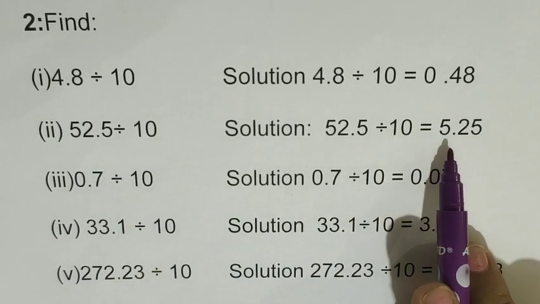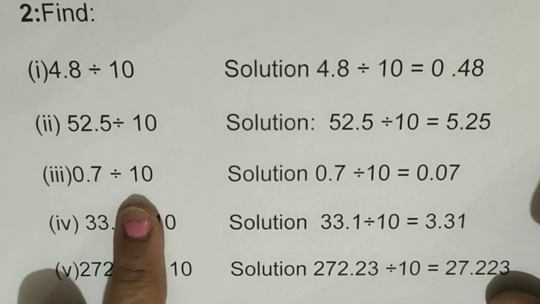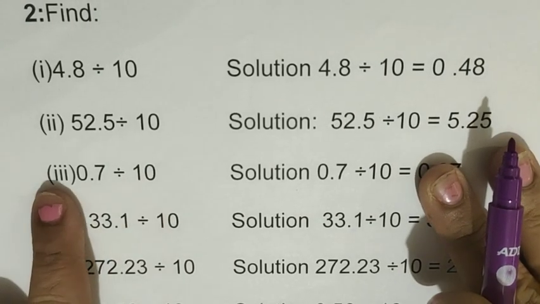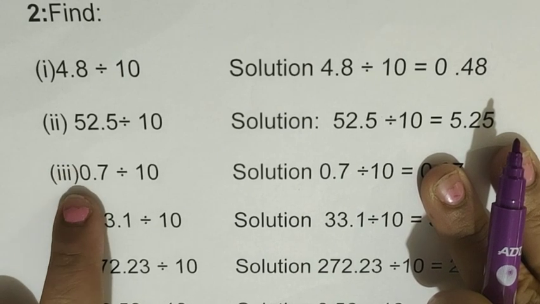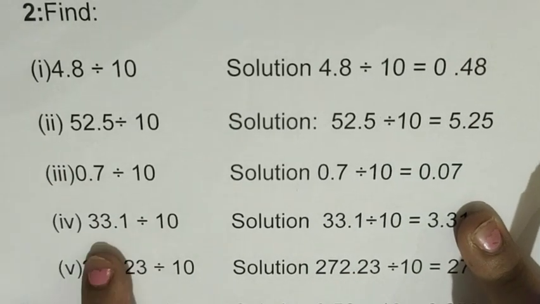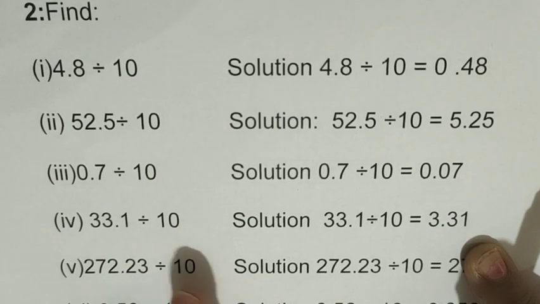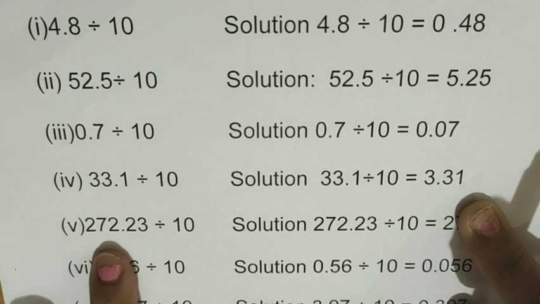52.5 divided by 10. Then what is the answer? 5.25. Now you tell me, 0.7 divided by 10, what is the answer? Without seeing the answer itself you can say that 0.07 is the answer. Next, 33.1 divided by 10. 3.31. Right, we have already seen that one decimal is there, so it will be moved towards the left.